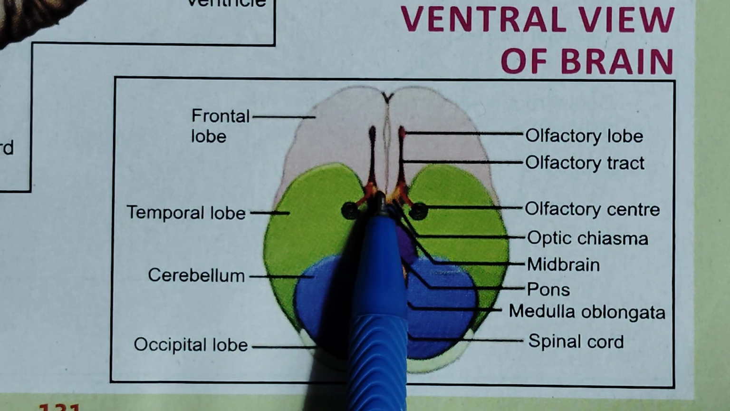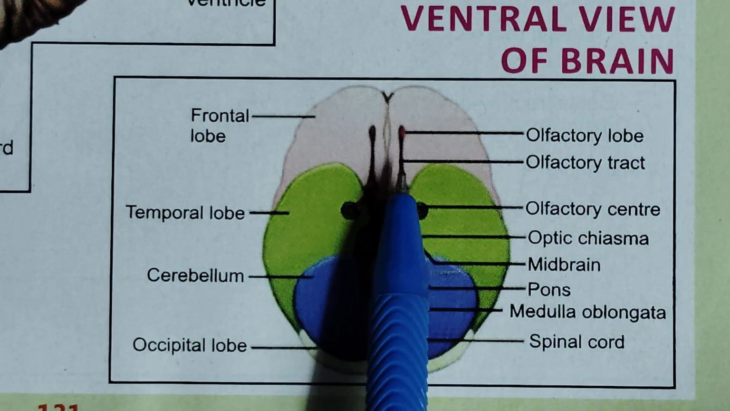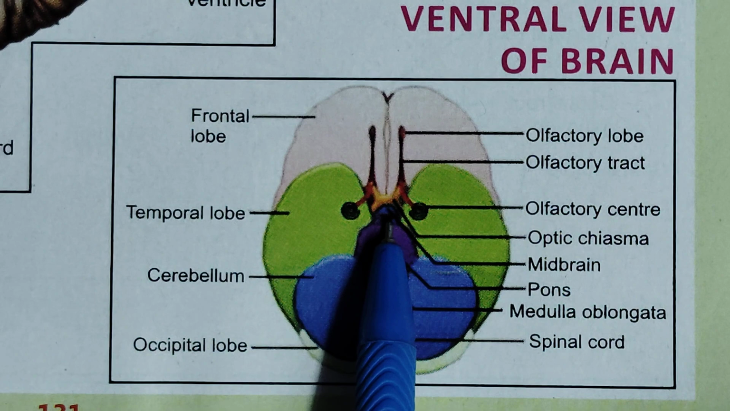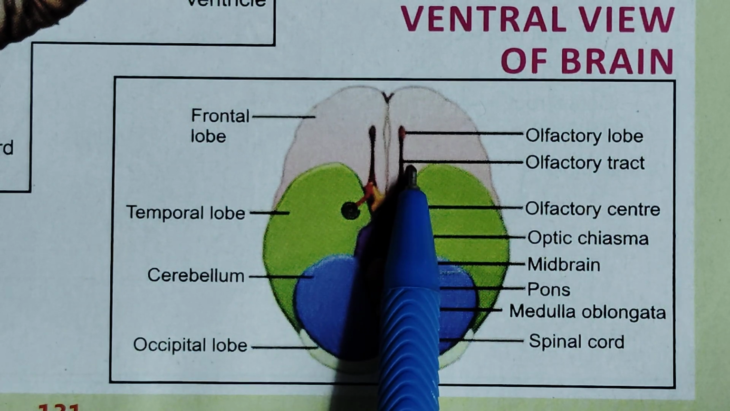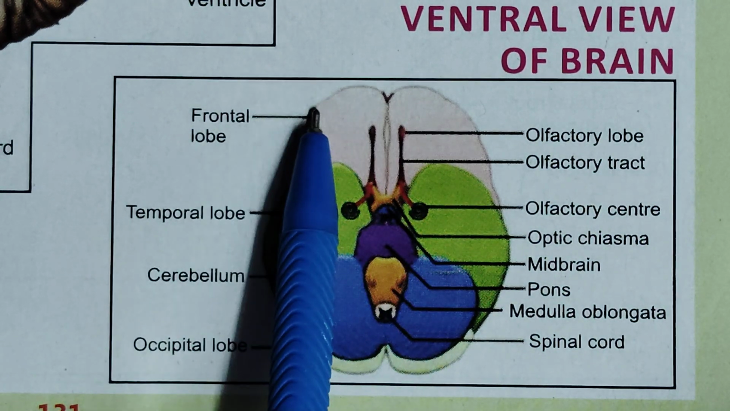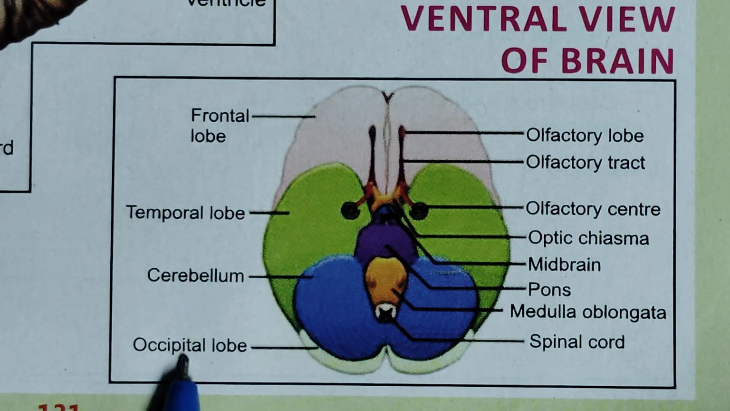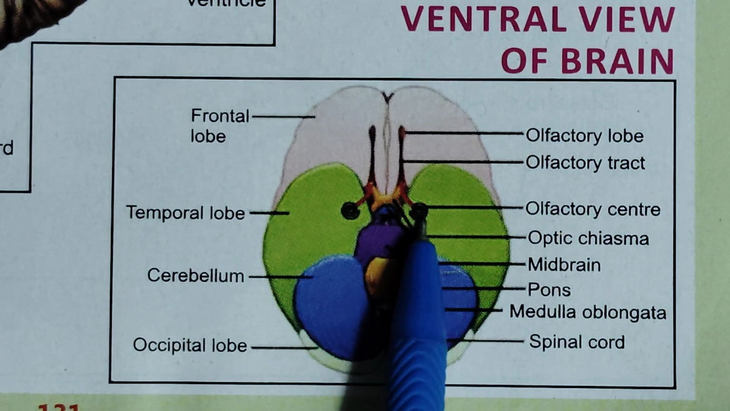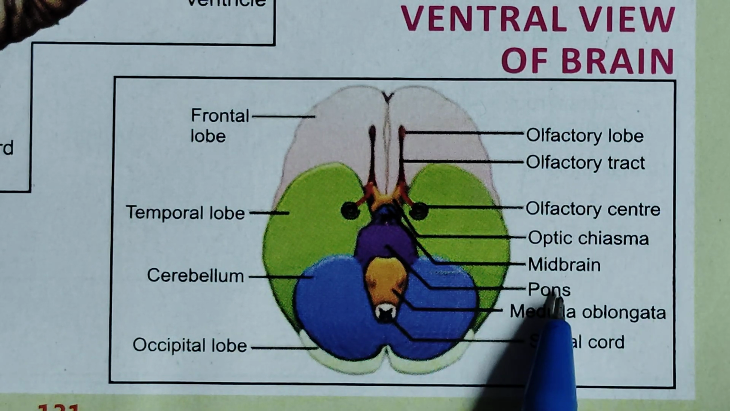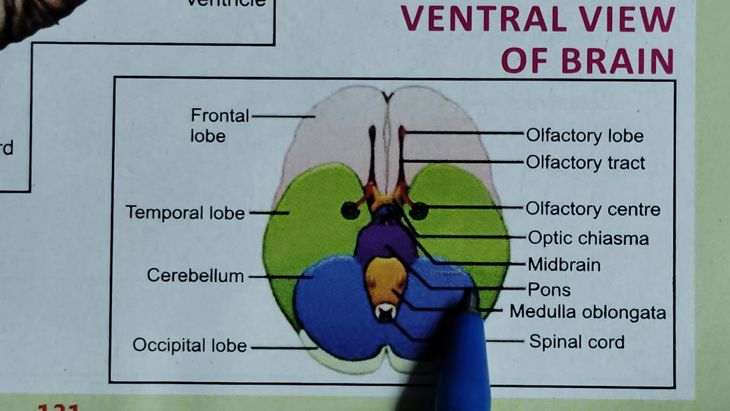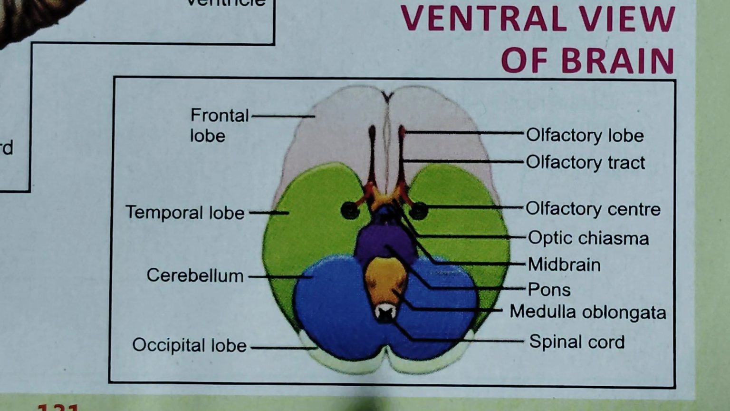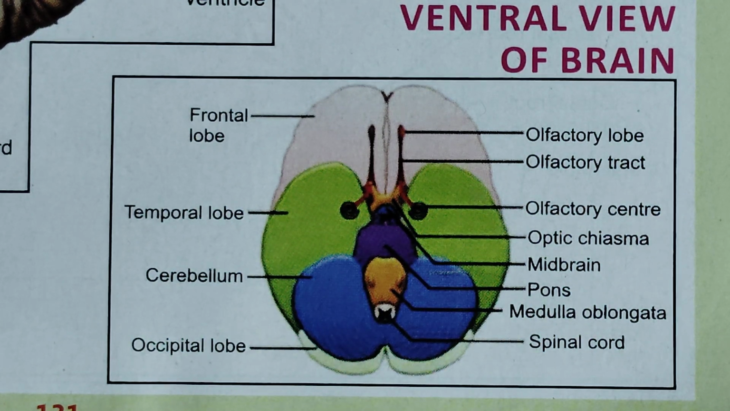This is the optic chiasma, and then there is the olfactory tract, olfactory lobe, frontal lobe, temporal lobe, cerebellum, then occipital, and the circular part, the olfactory center. In this way, we have to study and learn the ventral view of the brain. Okay.